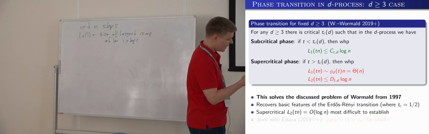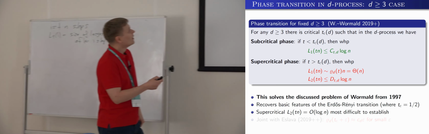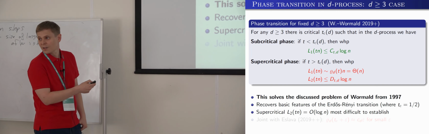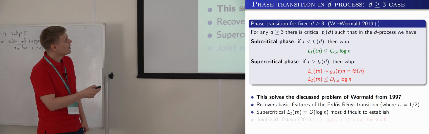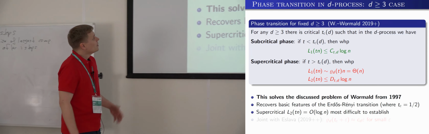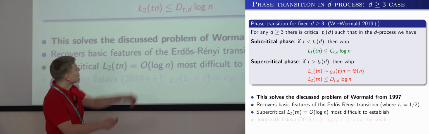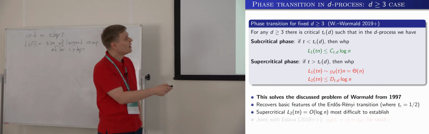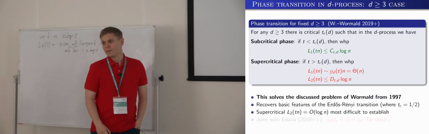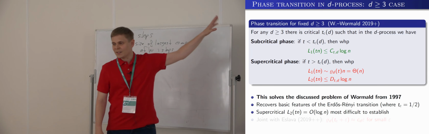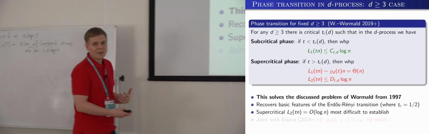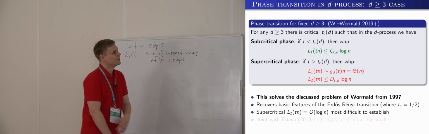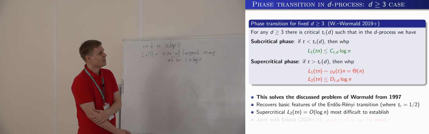So we again have some critical time t_c. If t is smaller than this critical time t_c, we get a logarithmic size largest component. Of course, the constants here can depend on D, but we again get logarithmic behavior. For t larger than t_c, the size of the largest component, L1, is concentrated around some deterministic function times n, which is of linear size, and the second largest component is again logarithmic in size. Up to these constants, it's exactly the way I phrased the basic Erdős–Rényi result. And this solves this problem of Nick Wormald from 1997 in a very strong form.